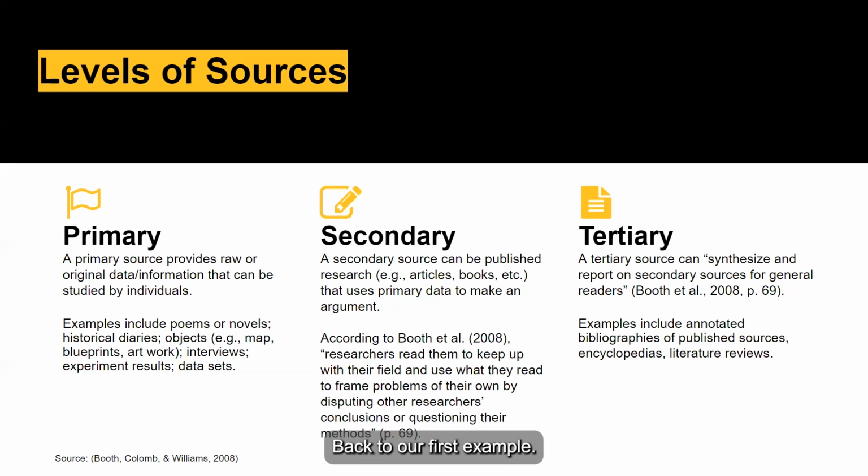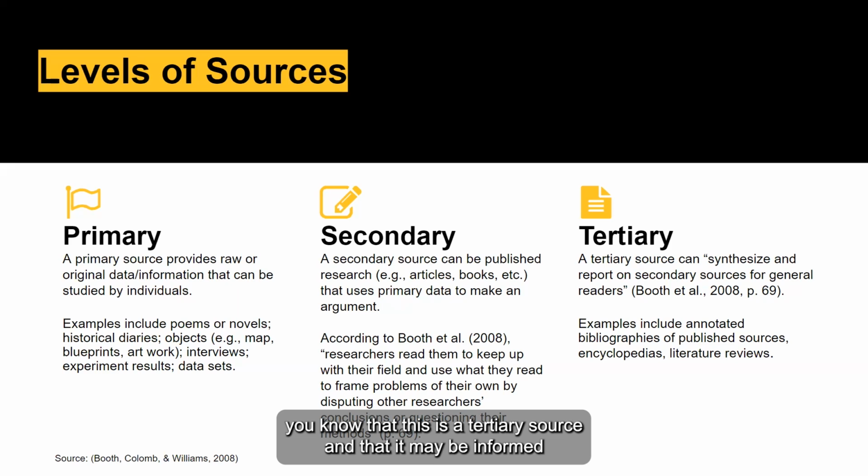Back to our first example, if you found an NPR article about your research topic, you know that this is a tertiary source and that it may be informed by a secondary source you could look for and read as well. Remember that each type of source has value, but that value depends on your needs and purpose for information. You will want to select the right type of source to suit your needs.